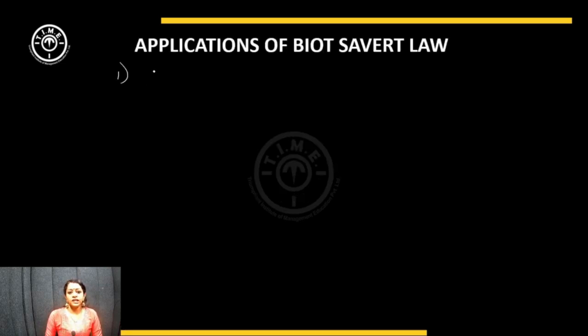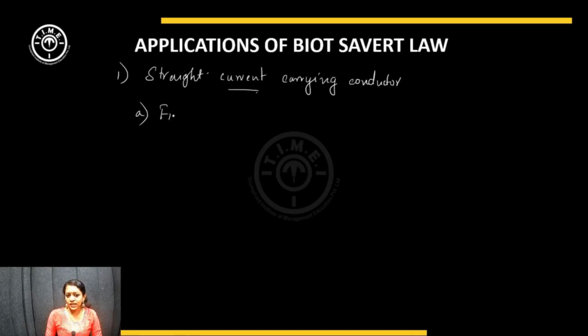It is regarding a straight current carrying conductor. Here we have to see 3 or 4 sub cases also. Let's see one by one. A straight current carrying conductor. Let's see the first case. We are considering that the conductor is of finite length. We are considering a current carrying conductor of finite length, and this is carrying a current I.